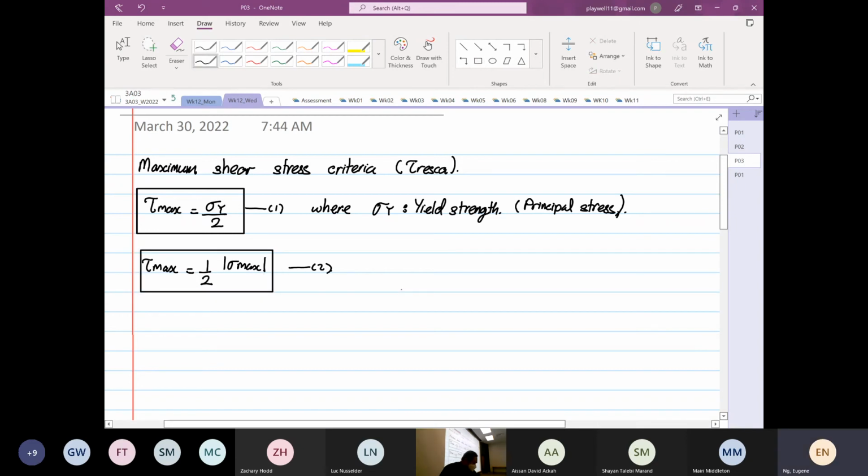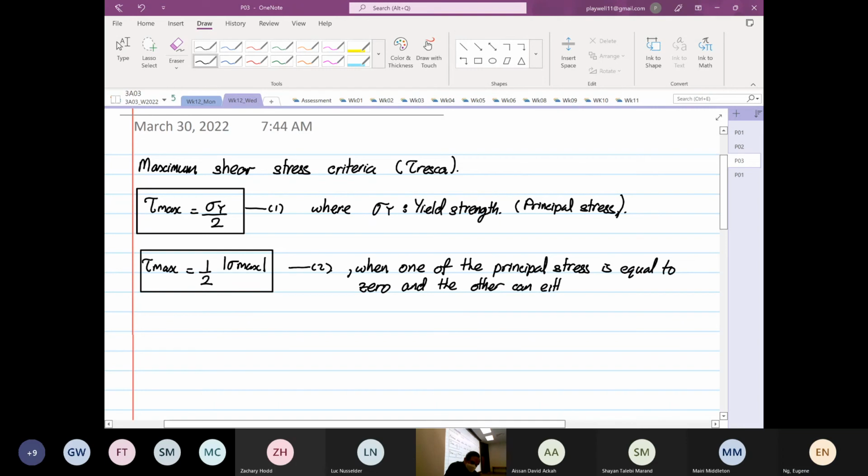Now, equation number 2 is where one of the principal stresses is equal to 0, okay, one of the principal stress is equal to 0, and the other can either be positive or negative. Okay. So what do we mean by that?